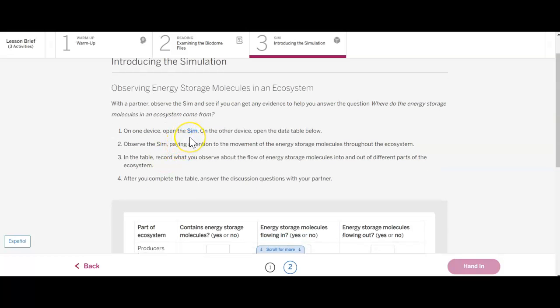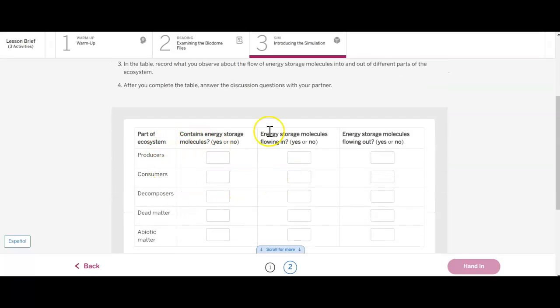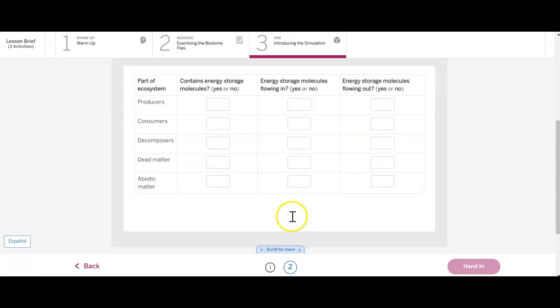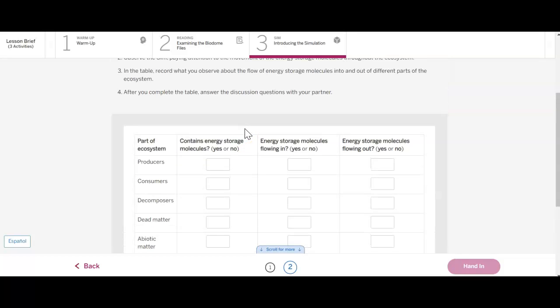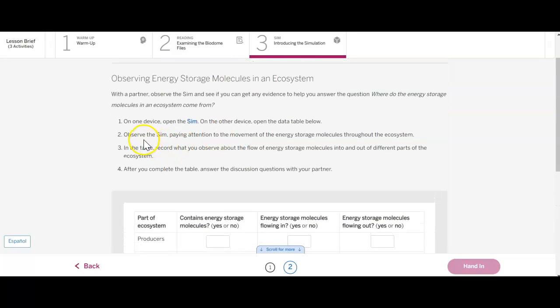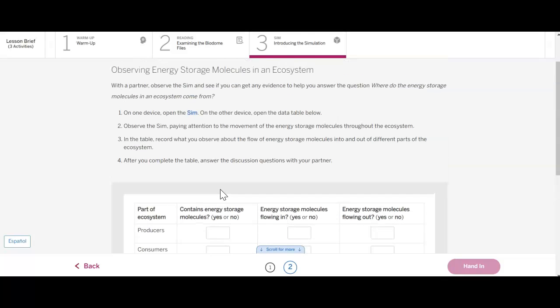You're going to open the sim on your computer. Since you don't have two devices, I would take out a separate piece of paper, and if you're having a hard time remembering this, write it down so you can fill in your yes or no answers and then transfer them into this table. Have your simulation pulled up on one screen, and have this table roughly drawn out so that you can record your answers and then input them onto this table.